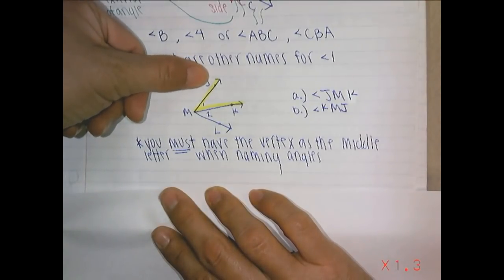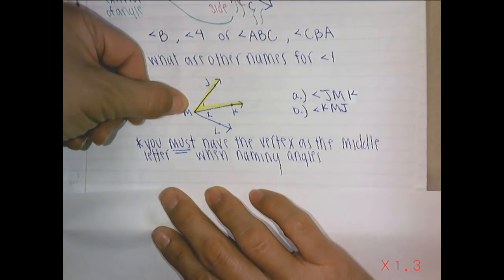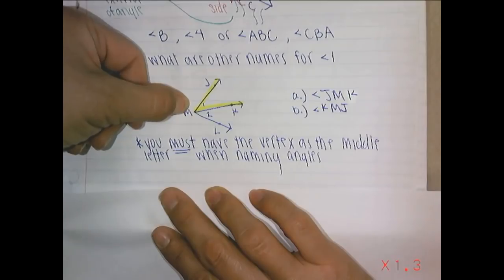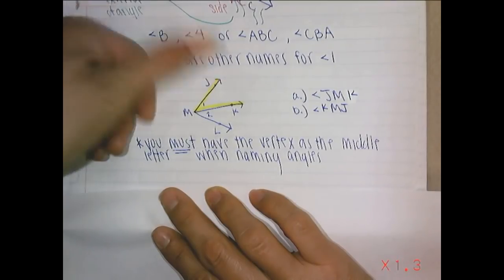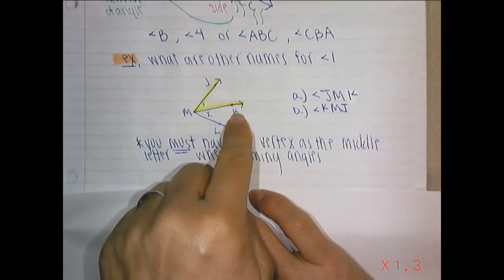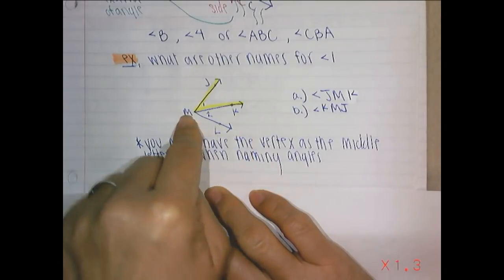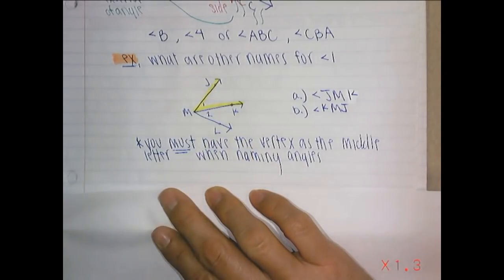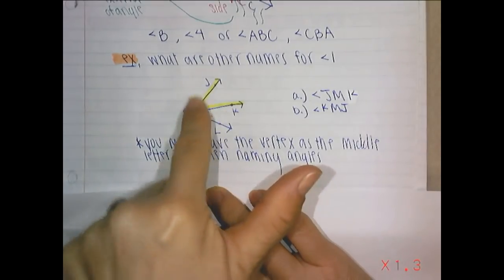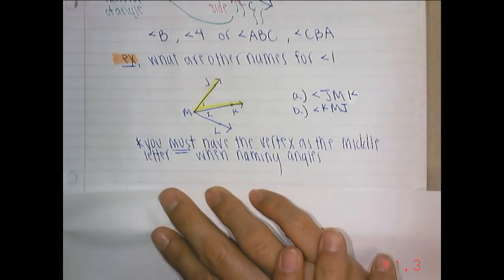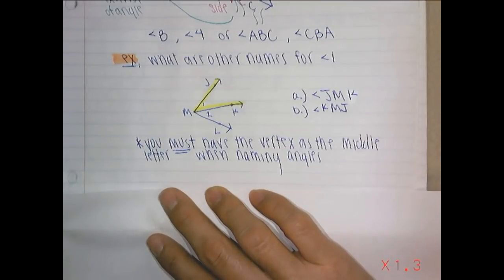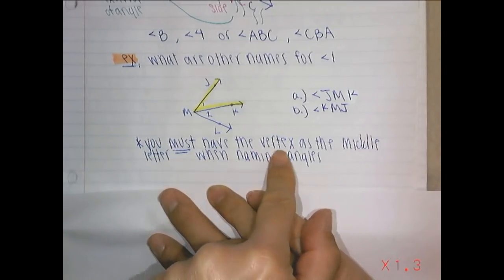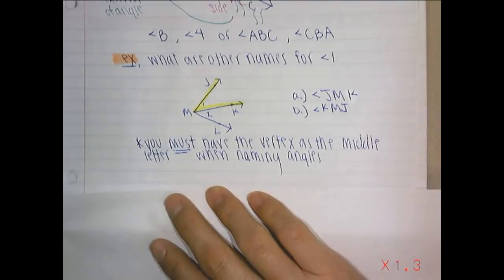We're going to start here with J, and we're going to go down to M, so it would be angle JMK. Or we could go angle KMJ, as long as the vertex is in the middle and you're using the sides that actually make up the angle. Like I said, you must have the vertex as the middle letter when naming the angles.